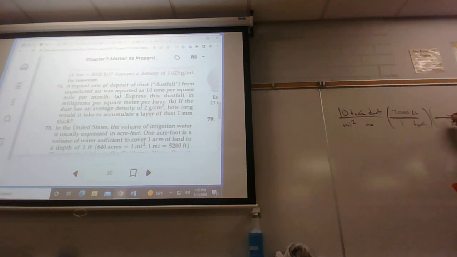grams? This one you may or may not have memorized. The same thing with tons and pounds, I'd give you that. You don't have to memorize that. This one too I'd probably give you if you forget. But does anybody remember the conversion from pounds to grams? 1 pound is 453.6 grams. And so now we have grams of dust. And we want milligrams of dust, so it's 1,000 milligrams per gram. This one you have to have memorized.